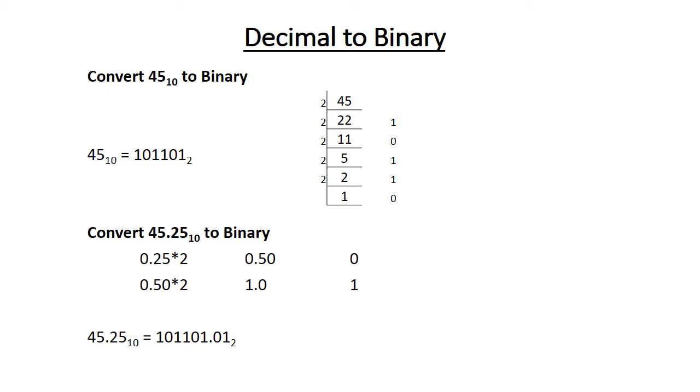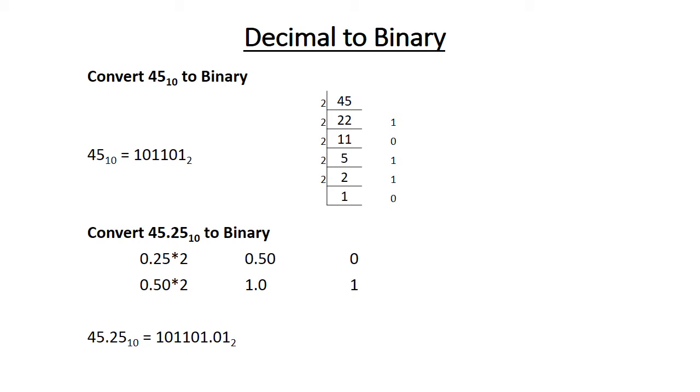So there it stops. It should be written starting from the last one. You can see 45, 22, 11, 5, 2, 1. From that 1 you have to start. So 1, then the remainders from the last: 1, 0, 1, 1, 0, 1. Like that you have to write. So 45 to the base 10 is equal to 101101 to the base 2.